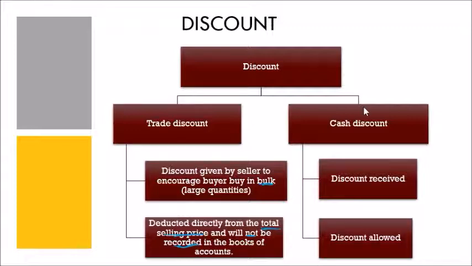Okay, so for cash discount, it is given so that the customer will make prompt payment. Prompt or fast. So tujuan cash discount diberi oleh seller kepada buyer ialah supaya buyer tu bayar hutang dia dengan lebih cepat. Okay.